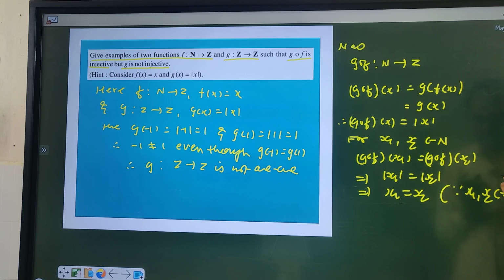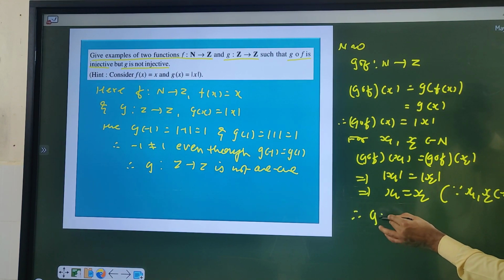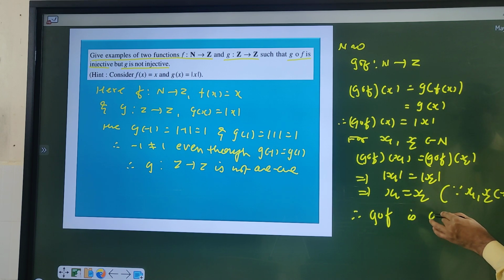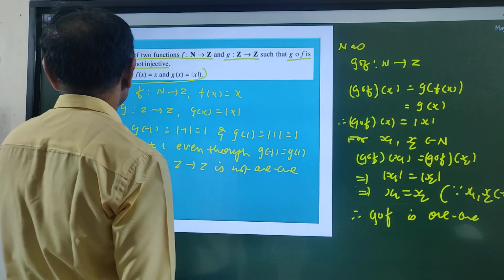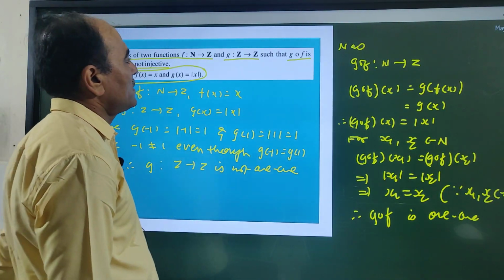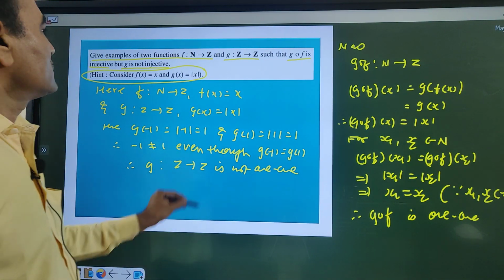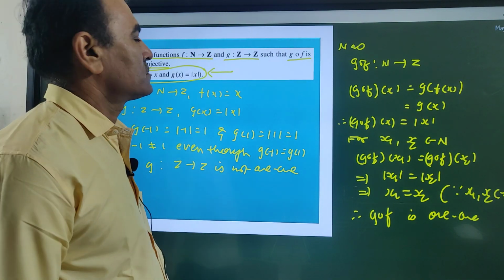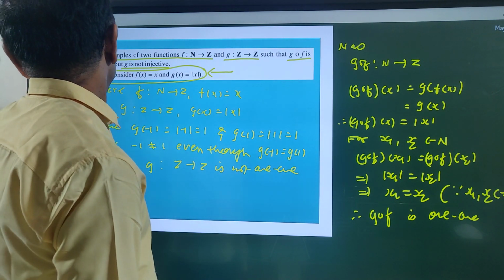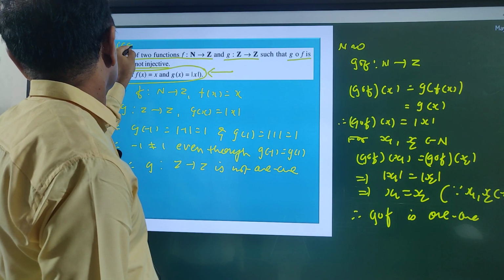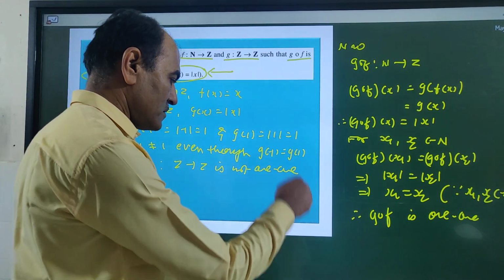x1, x2 belongs to N, and therefore gof is one-one or injective. See, the hint is given here in our textbook, but in the board exam they are not going to give a hint. So remember these two forms whenever this particular sum is there, and this sum is a typical sum. Here, the next one is also typical.